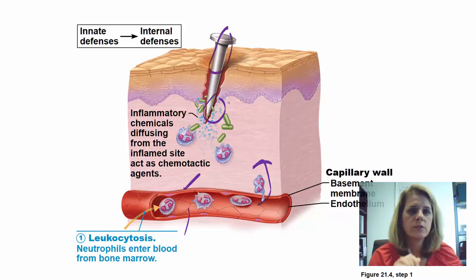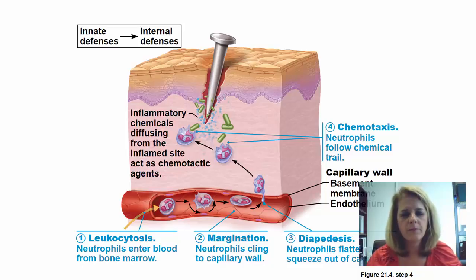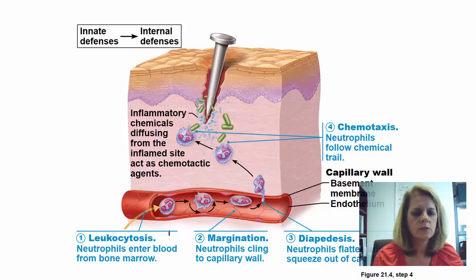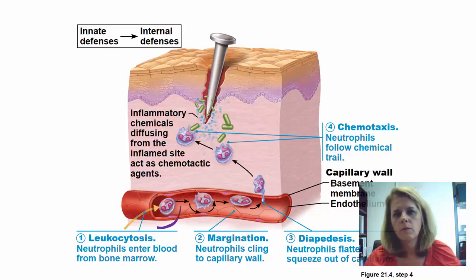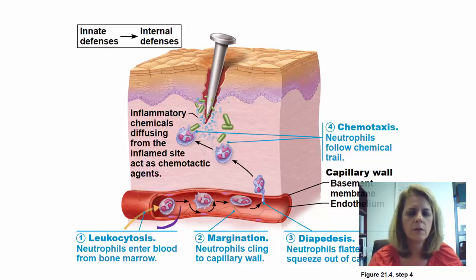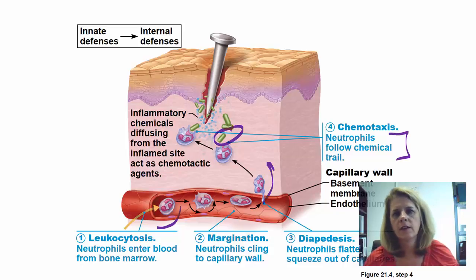Remember? And they're going to follow those chemicals, sniff their way to where the bacteria are and get rid of them. So remember, you have leukocytosis, which is where more white blood cells enter into the blood system. If you're mounting an immune response, you're going to release more neutrophils. Those vessels are going to become leaky, allowing the neutrophils to leave or diapedese out. And they're going to chemotax, or follow that chemical trail, to the bacteria and then destroy it.